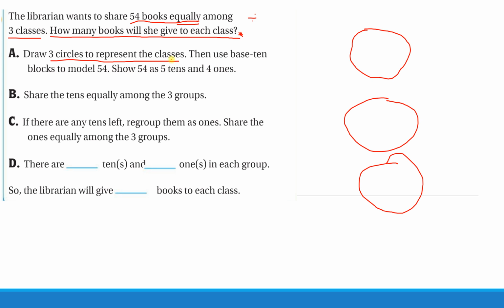And then we can use base 10 blocks to model 54. So if we have base 10 blocks, we're going to have 5 longs, 1, 2, 3, 4, 5, and 4 small blocks, 1, 2, 3, 4. Okay, share the 10s equally. So I'm going to share this 10 first. So I'm going to cross it out. There's a 10 there. And there's a 10 here. Okay, so I have 2 10s left over that I can't share equally.